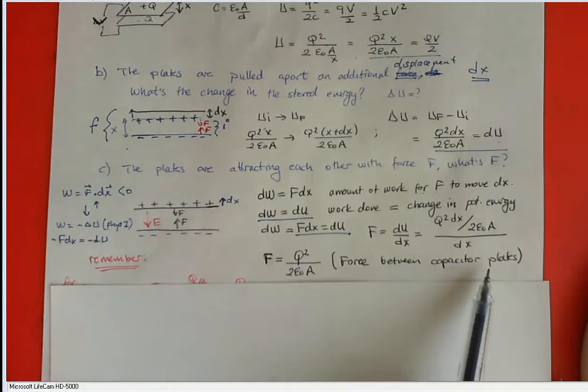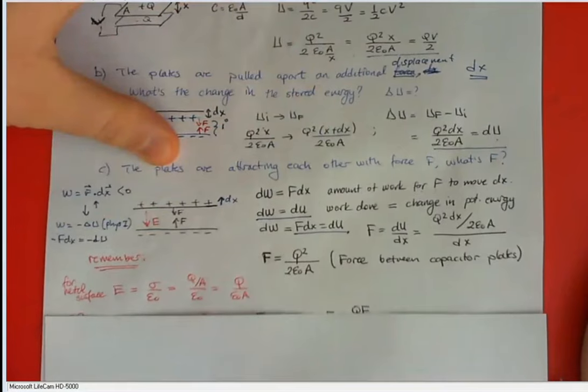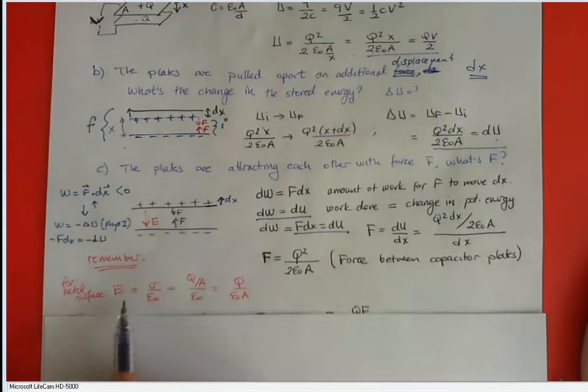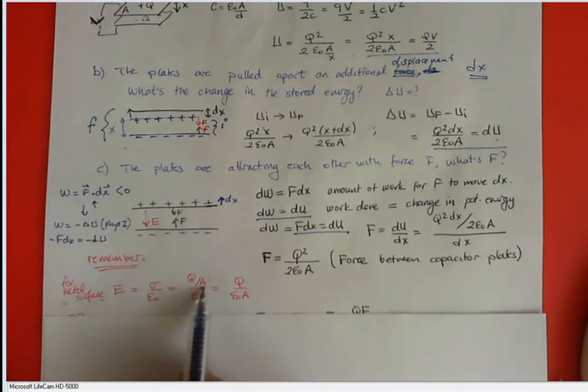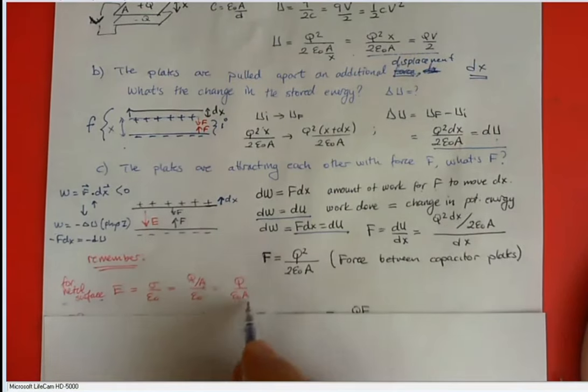Okay, the force between the capacitor plates. Let's think on it a little bit further. Remember, the electric field of a metal surface, we take that to be sigma over epsilon zero. So what was sigma? Sigma is the charge density of the surface, that is charge divided by area, and divided by epsilon zero, that is the electric field.